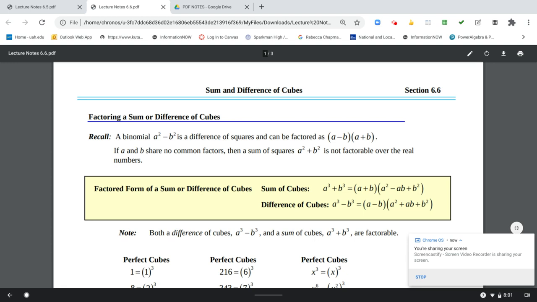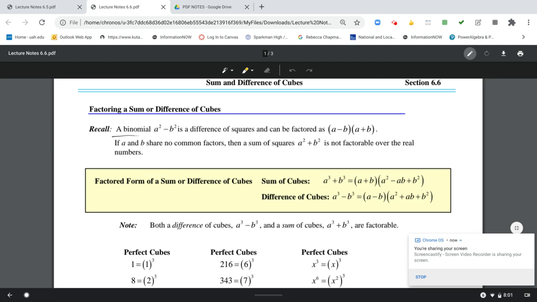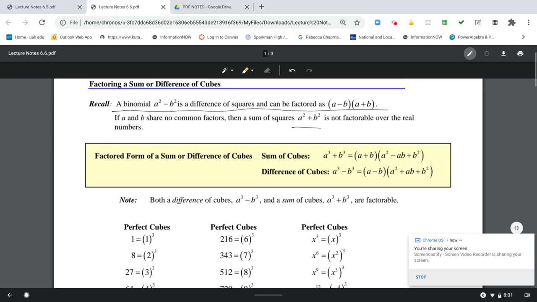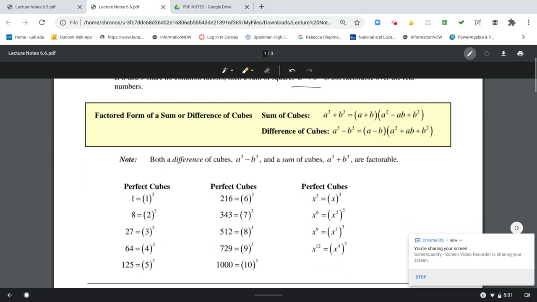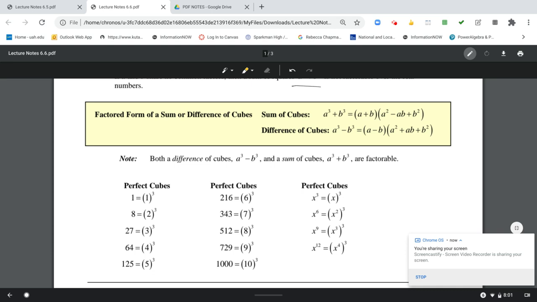So we are going to talk about sums and differences of cubes today. I only have 6 examples for you because we don't have to get too terribly in depth. But the great thing about sums and differences of cubes is there is a set formula, very similar to what we did when we factored our differences of squares. There was a formula. Remember, a sum of squares is not factorable. So what we're going to do is factor cubes today.